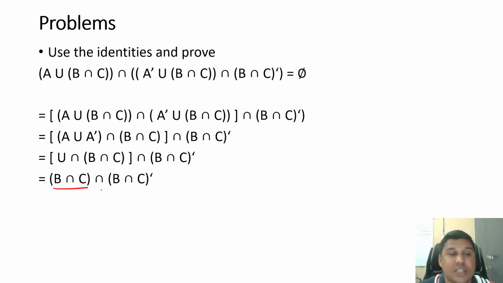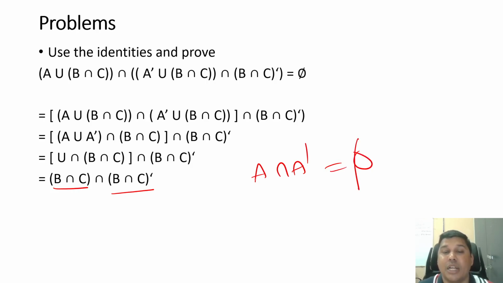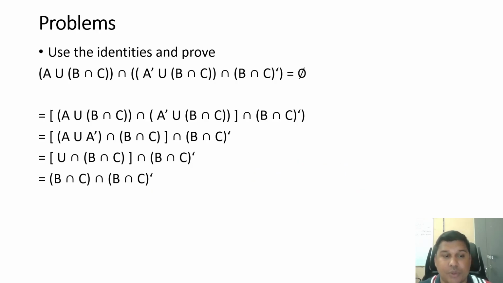Now B intersection C intersected with its complement is the same as A intersection A complement. That will definitely be null, because there will not be any common element between A and A bar. So it becomes null. So this way you have to apply the properties which we have seen and try to solve the problem.